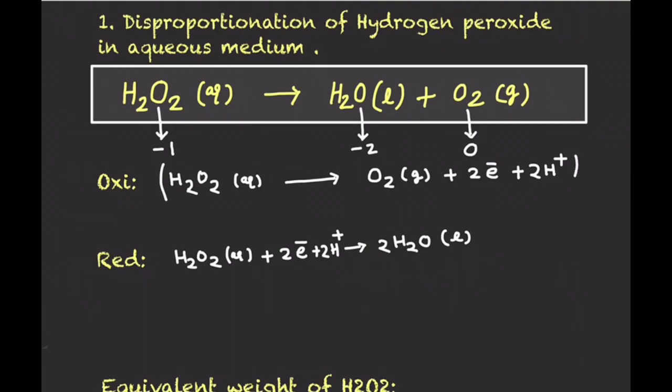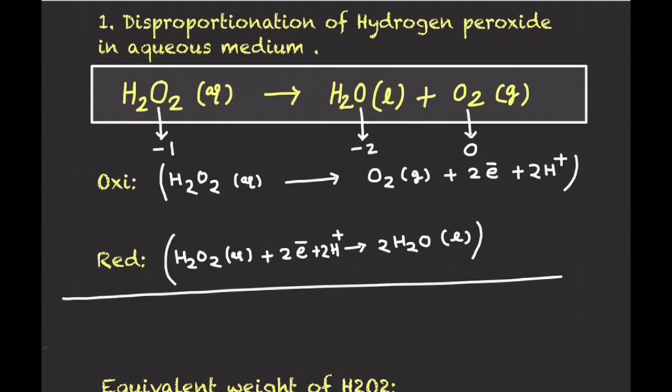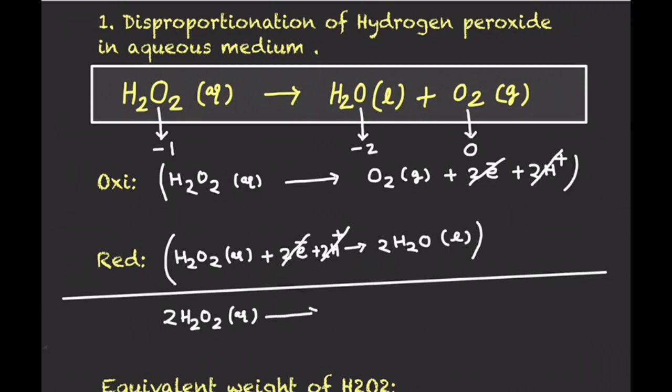So we know that in a redox reaction, one chemical species will give electrons and the other chemical species will accept electrons. So in both the reactions, the number of electrons are equal. So if we add these two half cell reactions, the electrons will cancel out. 2 times H plus will cancel out. So on the left hand side, we can write that 2 times H2O2 in aqueous state will disproportionate to form 2 times H2O in liquid state plus O2 in gaseous state. So this is the balanced reaction.